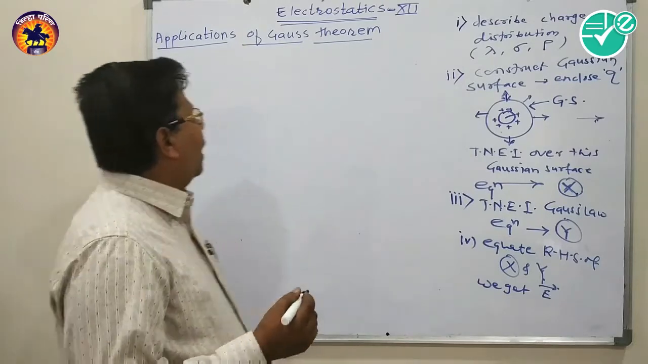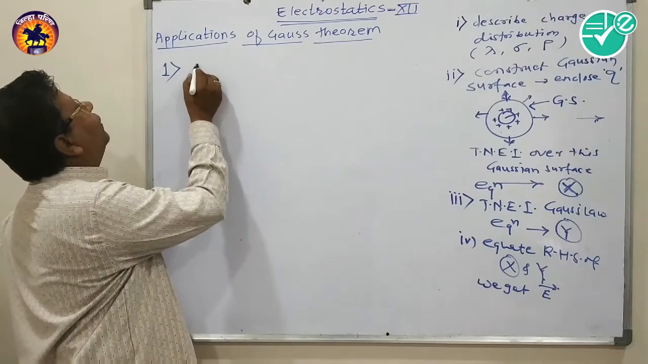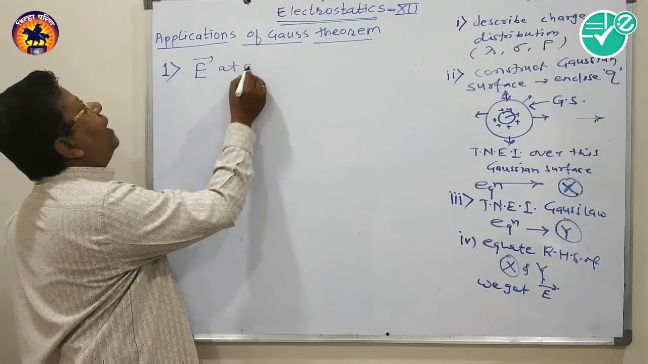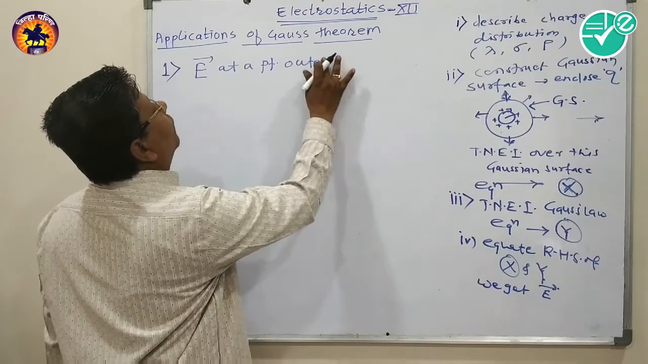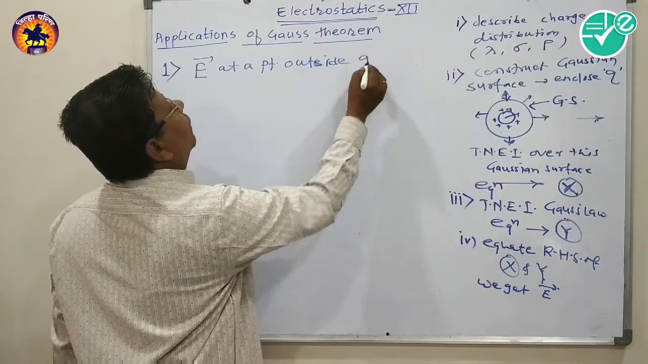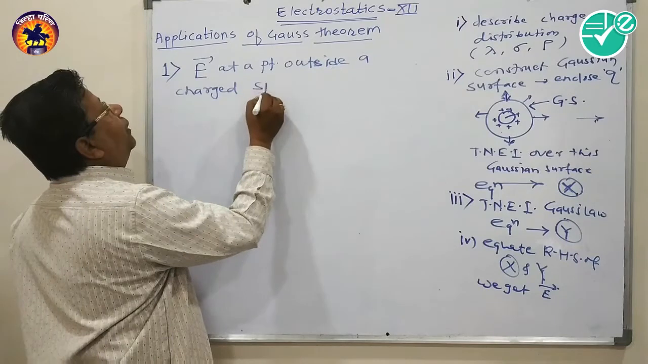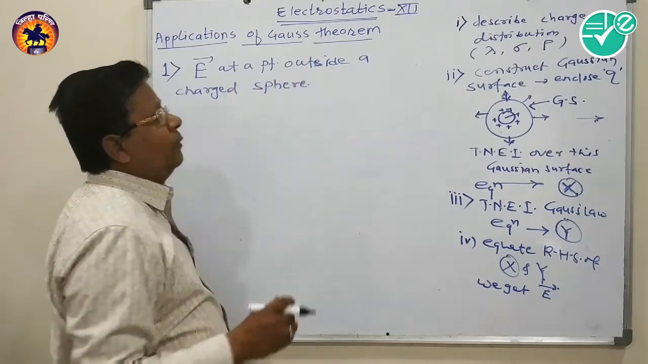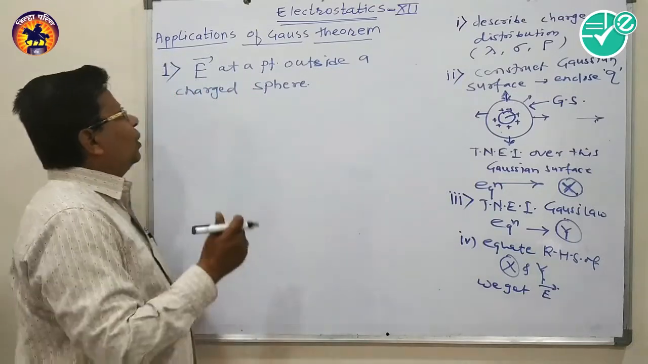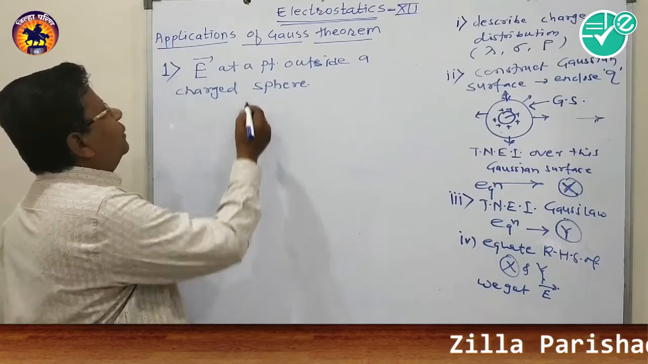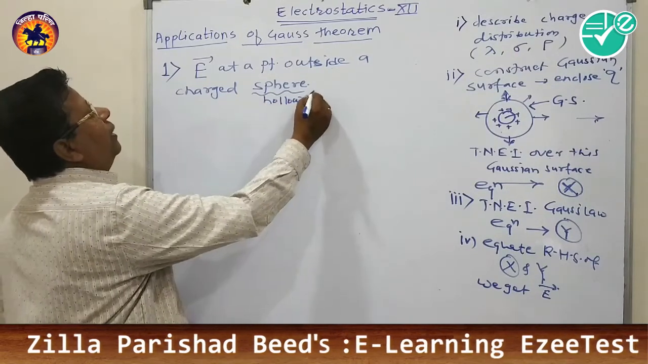Now, first application of Gauss theorem is electric field intensity at a point outside a charged sphere. So this is the first application. In order to study this application, the sphere is a hollow sphere or it is a spherical shell.